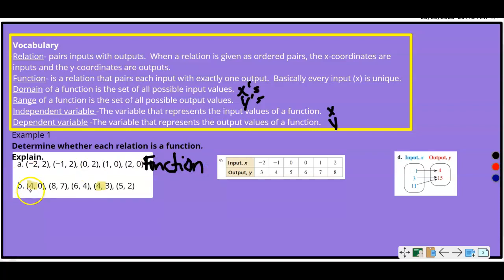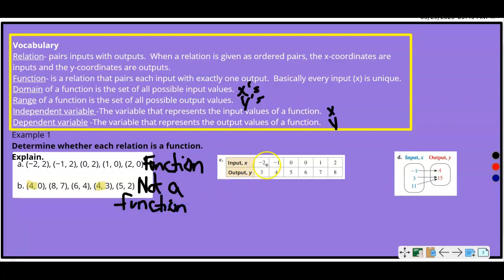All right, B part: 4, 8, 6, 4, 5. So you can see the 4s are highlighted. The 4 shows up twice as an input. So that means it has two x values that are the same. So B part would not be a function. B part is not a function because the x's repeat.